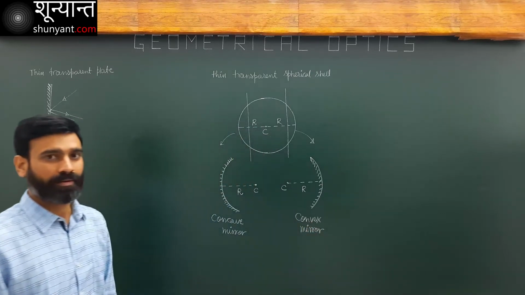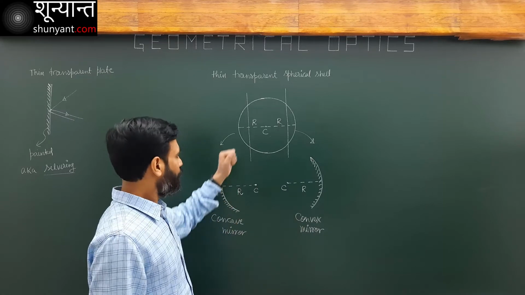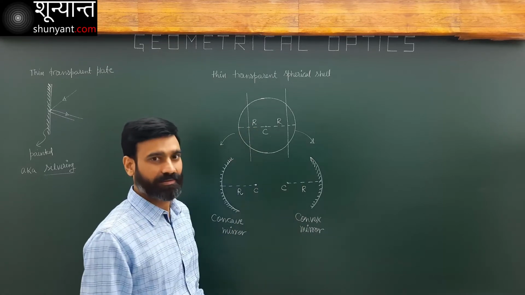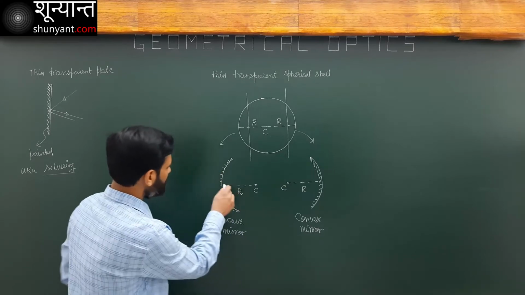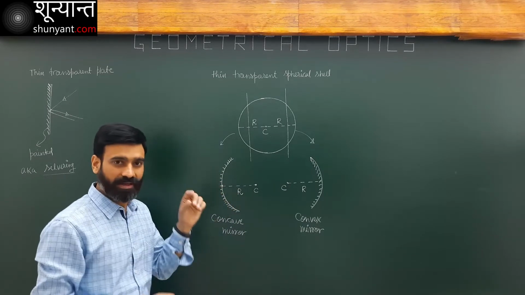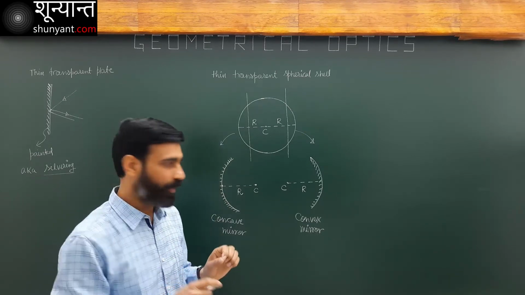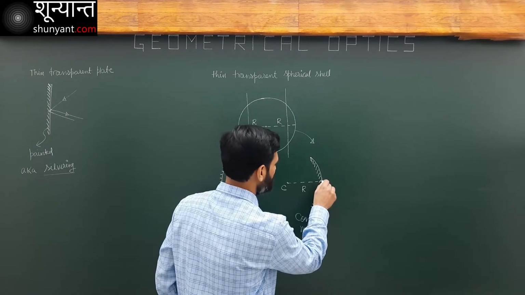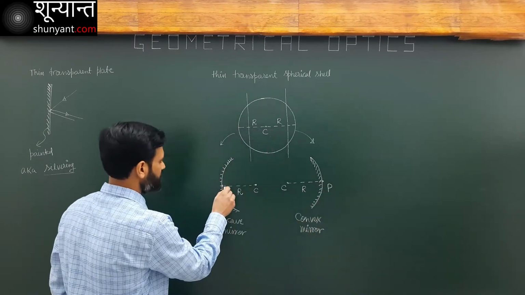Okay, concave and convex. Both are going to have the same radius. You understand this? Now, this is the middle point here. This is the middle point, the middle point of this reflecting surface. The middle point of the reflecting surface for both types of mirror is known as its pole. This is its pole here.